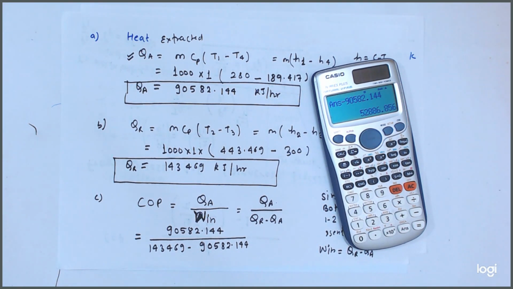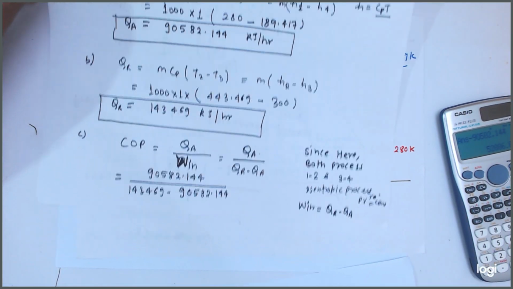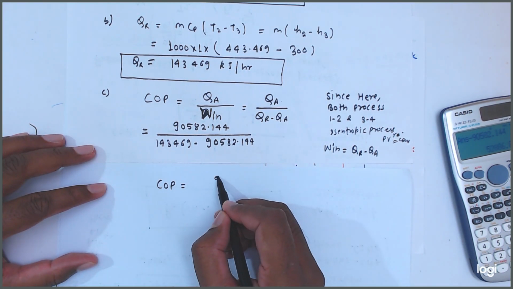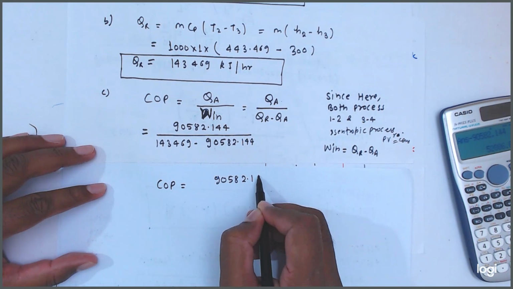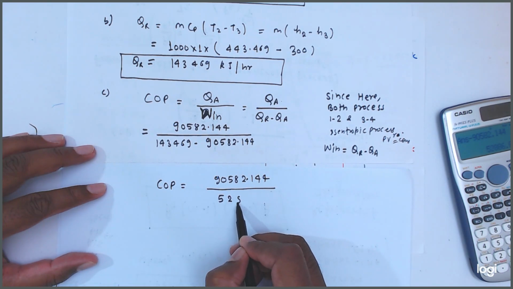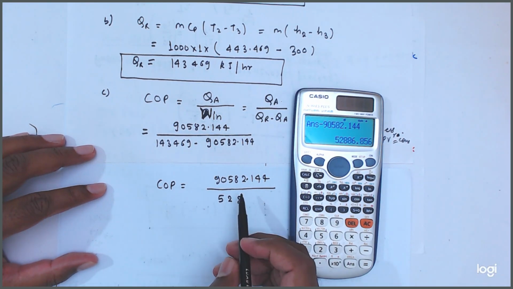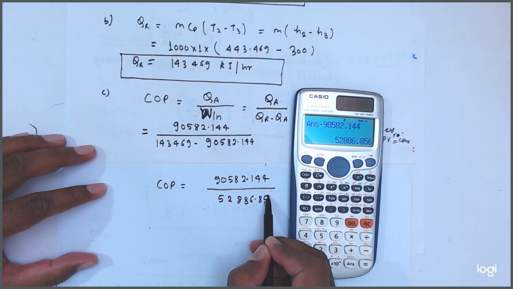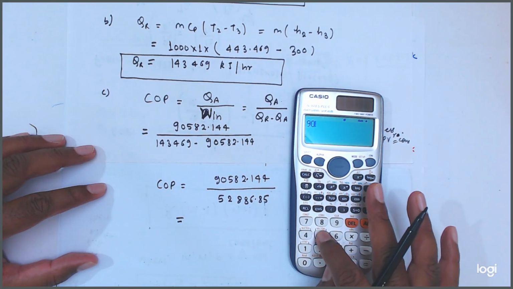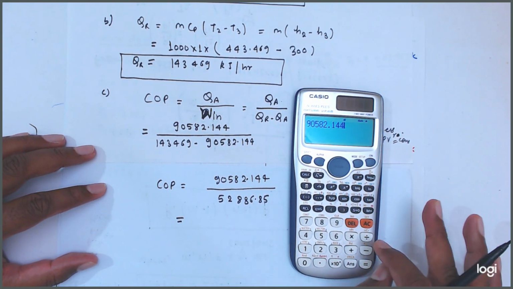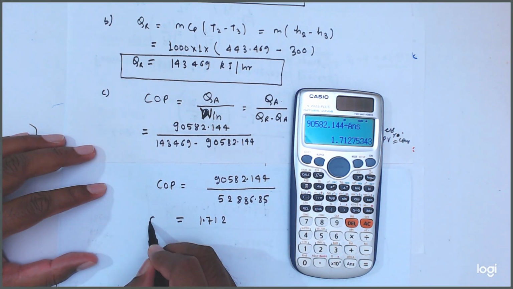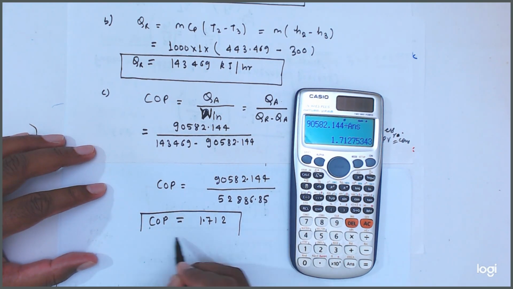What we will do? We will divide this one, COP equal to this 9058.2144 divided by how much? 52886.85. So, friends, it will give how much? 9058.2144 divided by answer. So, friends, it will come 1.712. So COP value will come 1.712.